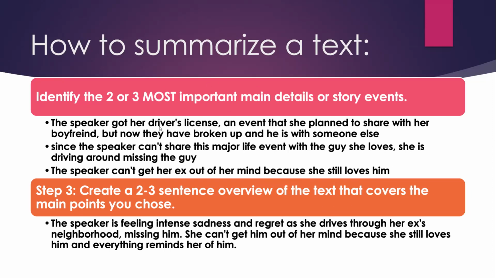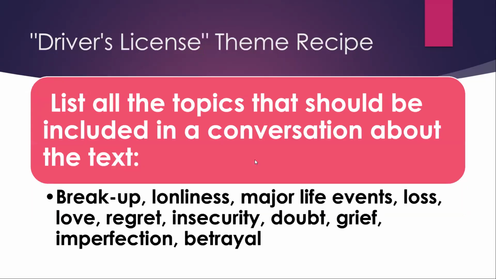And so those are my main points, and I'm going to create two or three sentences that give a really good, clear overview of this text. The speaker is feeling intense sadness and regret as she drives through her ex's neighborhood missing him. She can't get him out of her mind because she still loves him and everything reminds her of him, right?